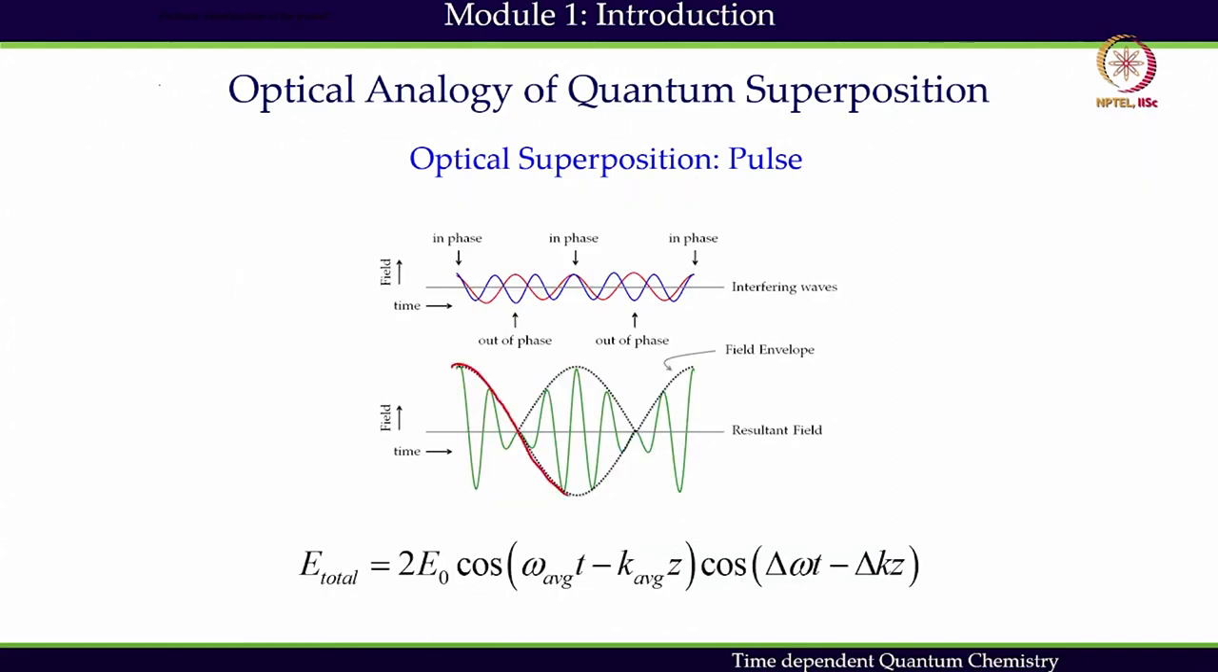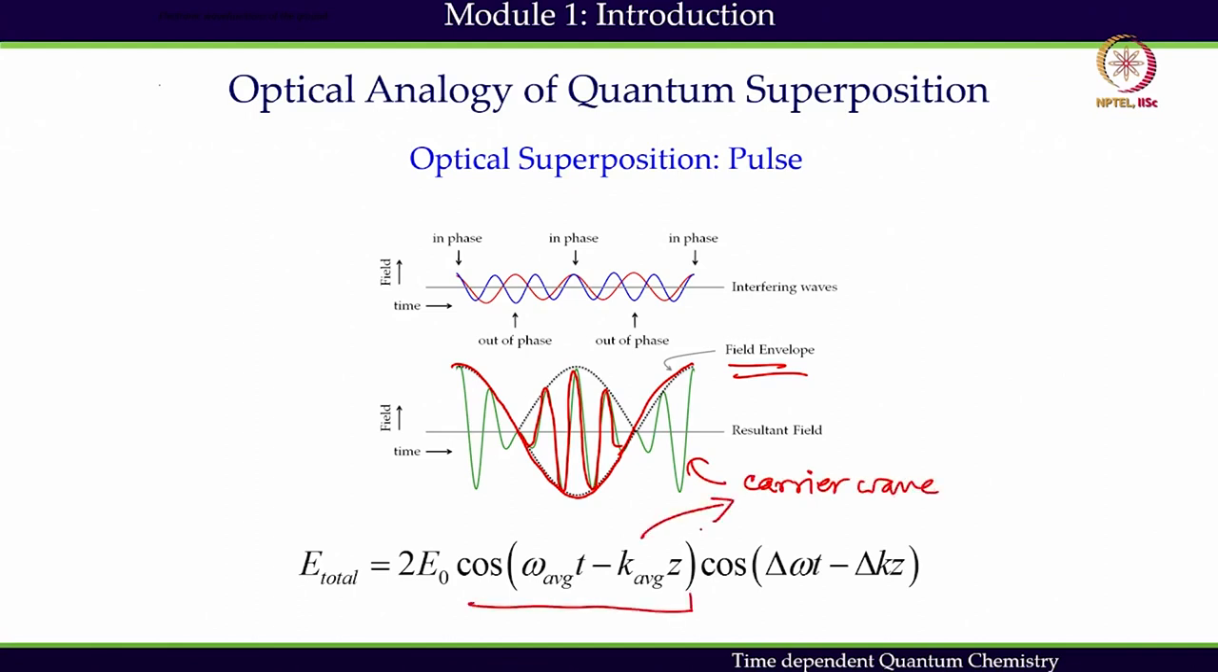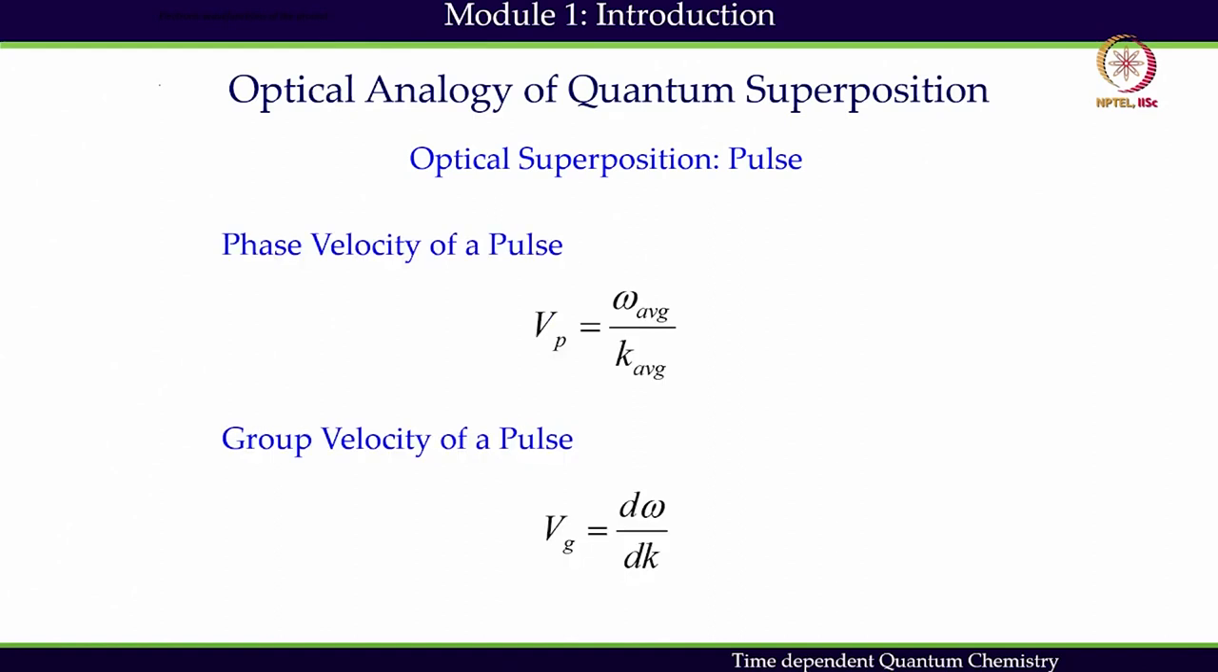This one is the slowly varying component, which is defining the field envelope. But this one is the fast varying component, which is defining the resultant carrier wave. This is called the carrier wave. So this part is the carrier wave, and this slow part is defining the envelope. And if we look at these two, then it is clear that for a pulse, I have two different phases, the phase is defined by this part and this part. So two different phases will be defining two different velocities.